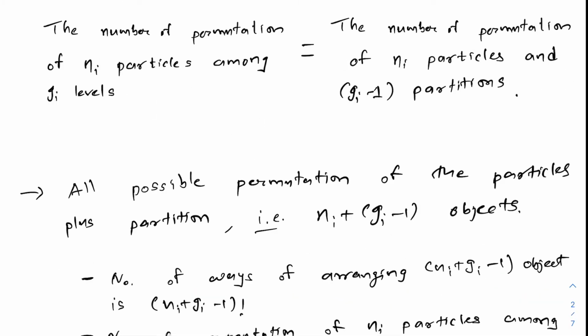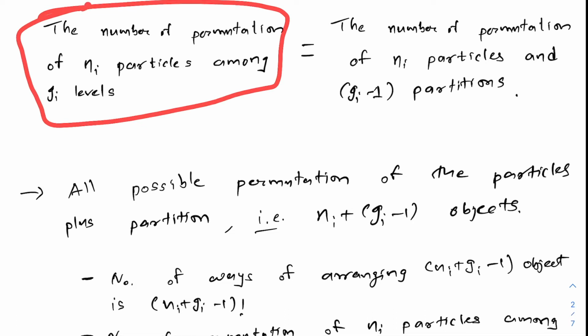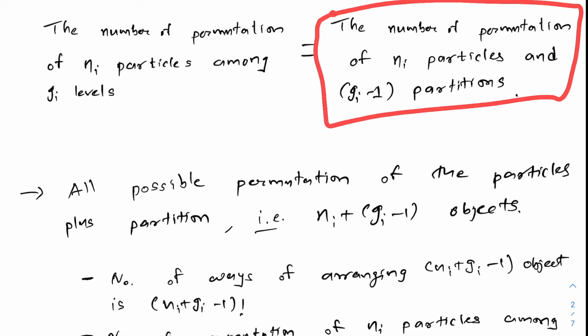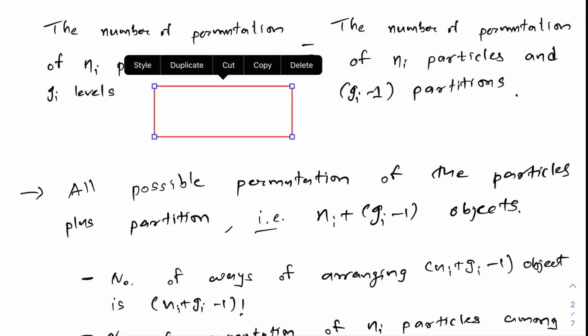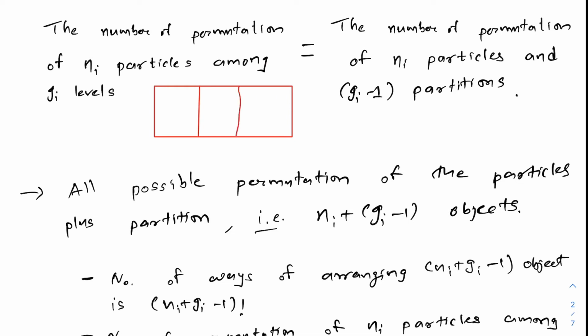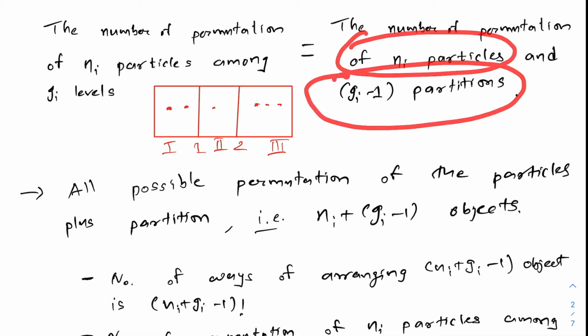So we can say that the number of permutations of Ni particles among Gi levels is equal to the number of permutations of Ni particles and Gi minus 1 partitions. This is one and the same. Again, let's take a very simple example. Here we will consider two partitions, 1 and 2, and 3 energy levels. And we could distribute all these particles, and we can calculate them by the permutation of Ni particles among Gi levels. The permutation of Ni particles among Gi levels is the same as arranging Ni particles and Gi minus 1 partitions. It is one and the same.